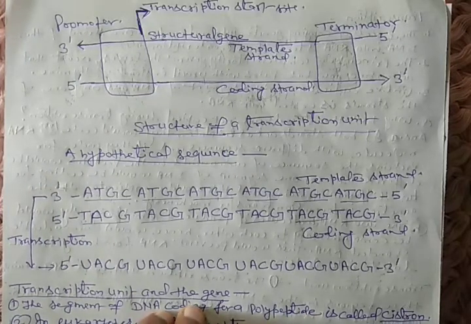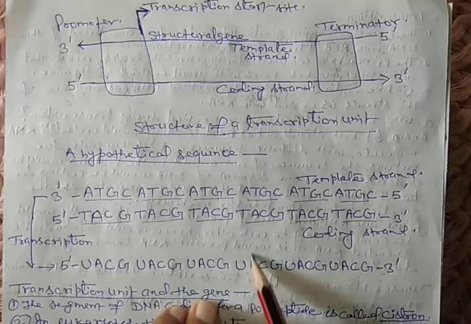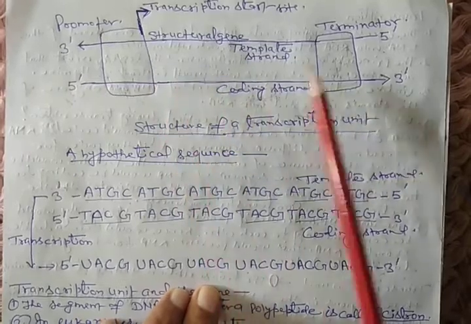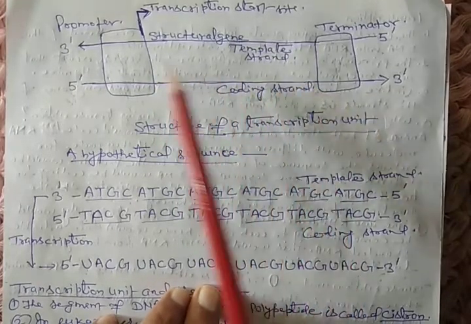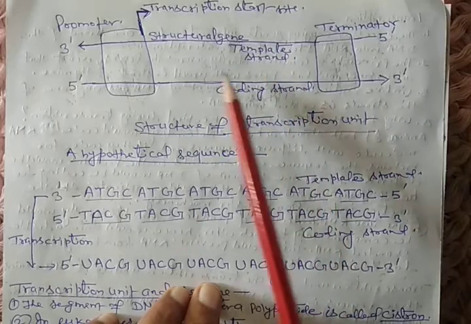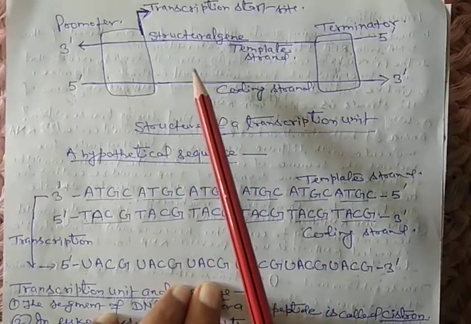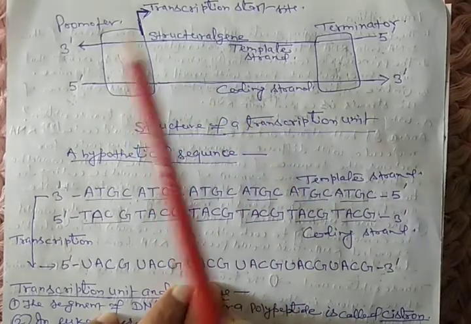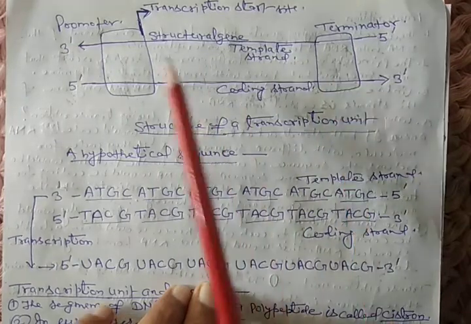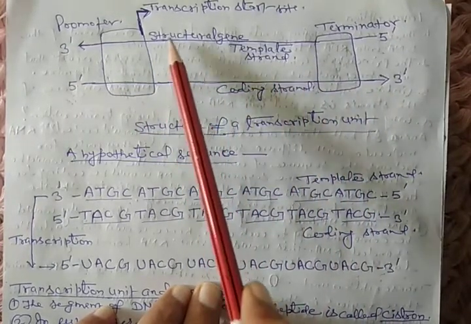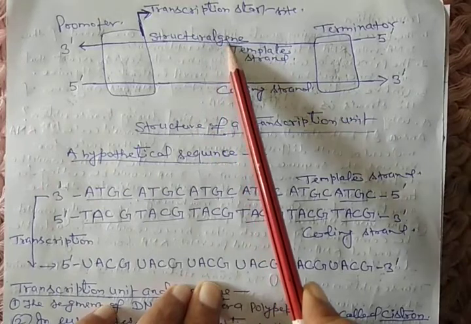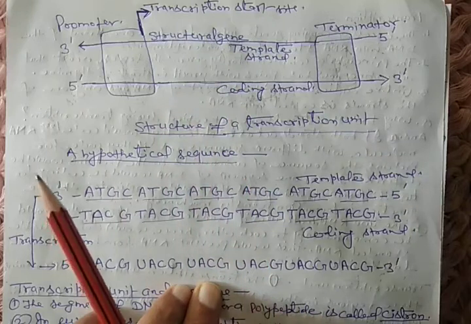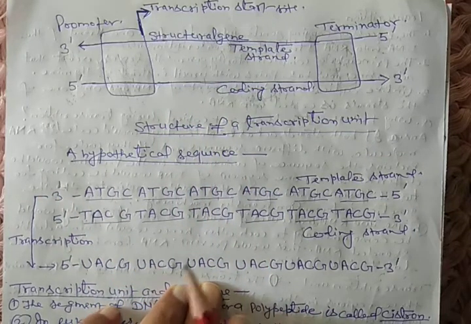Good morning, students. In the last video, we were learning about the transcription unit. A transcription unit is the segment of DNA that takes part in transcription. It consists of a promoter region and a terminator region, and in between them are the structural genes. These structural genes are transcribed to form the messenger RNA, and then the messenger RNA, after translation, forms the protein or enzymes.